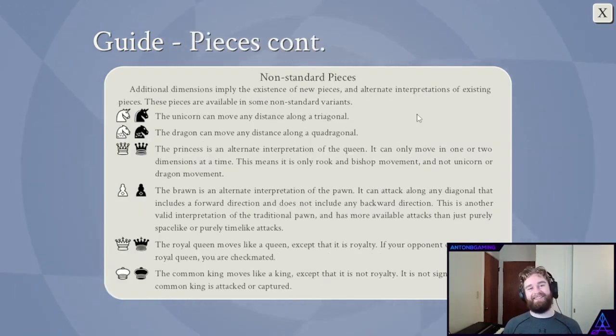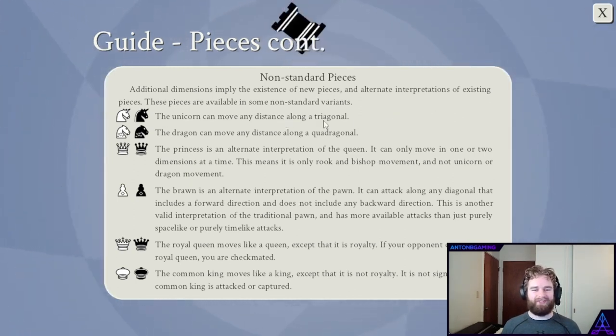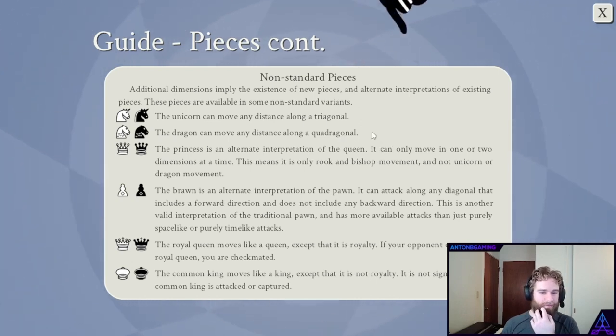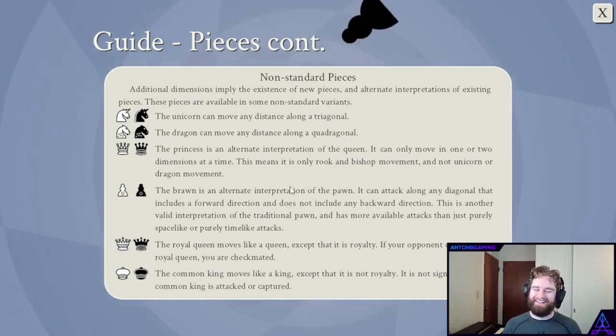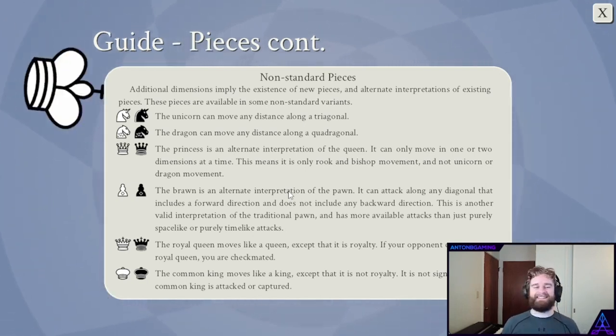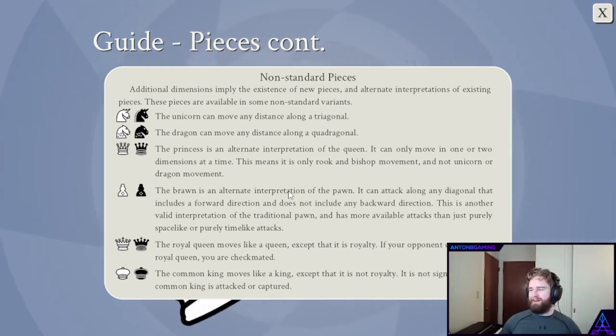Oh, this is good. So there's additional dimensions, so there's different pieces. There's the unicorn, which can move any distance along a triagonal, or the dragon, which is a quadragonal. So instead of a diagonal along 2 dimensions, a triagonal or quadragonal is along 3 or 4. The brawn is an alternate interpretation of the pawn. So I guess if I was a chess piece, now I know. Well, I'd be the brawn.